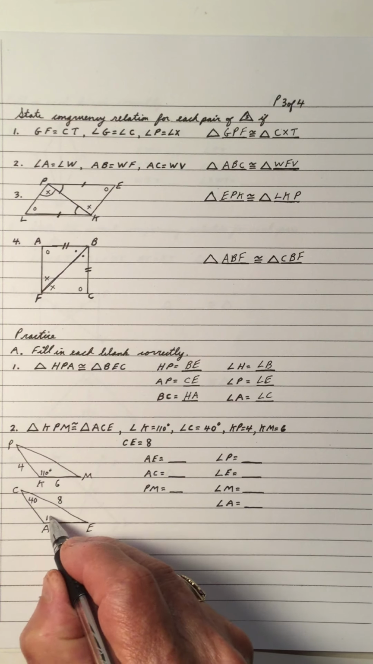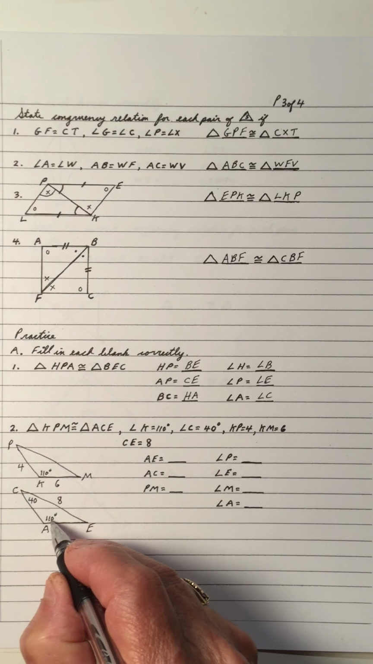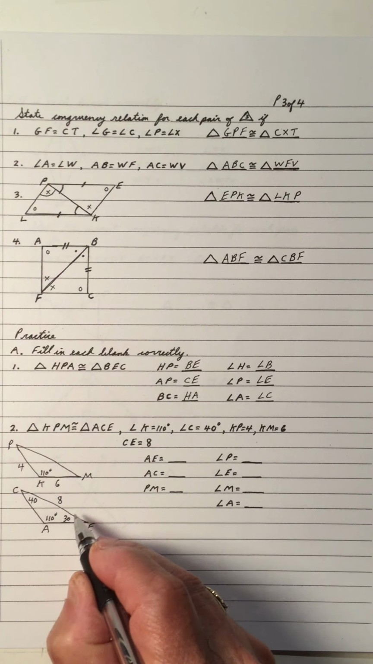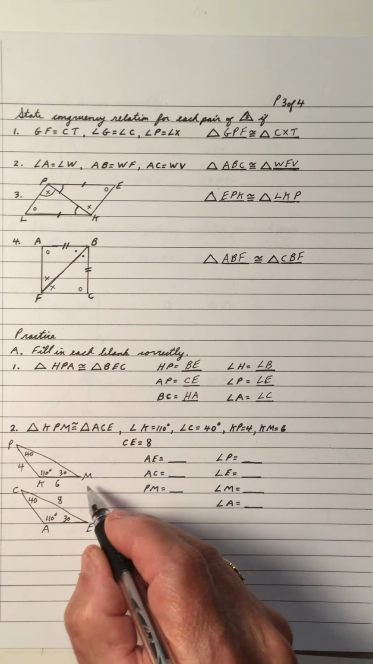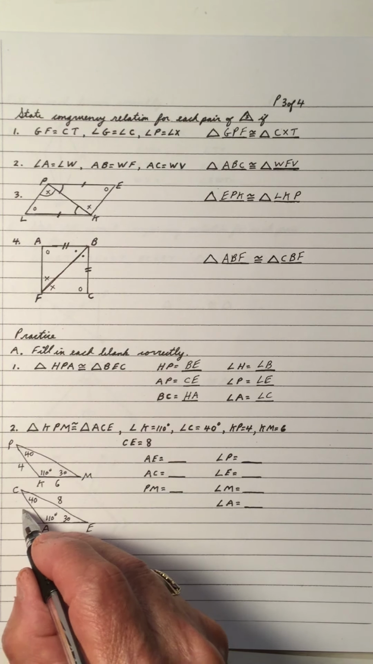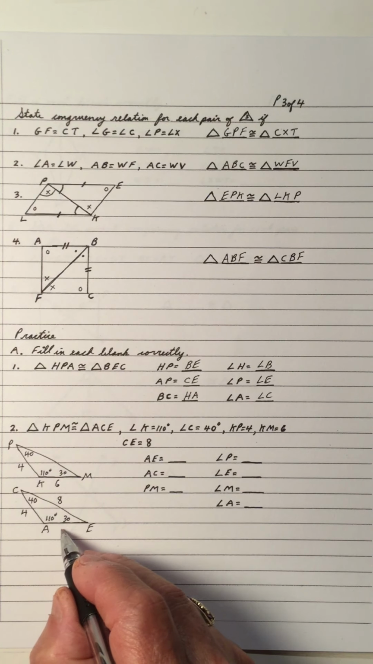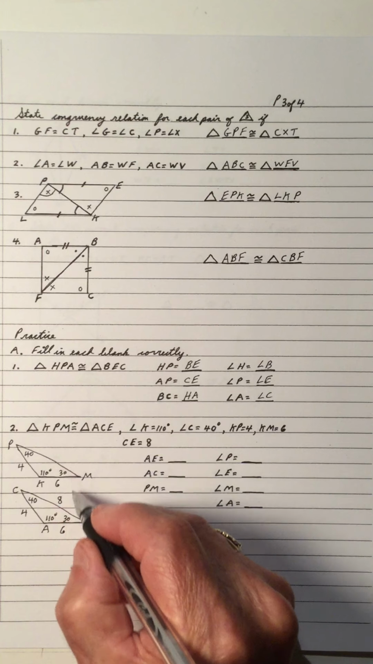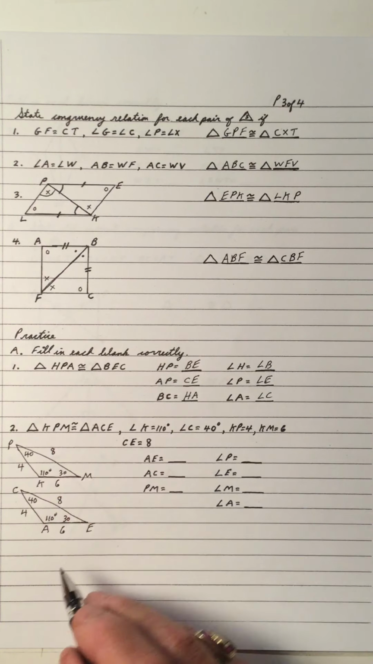So that means that this angle is 110 plus 40 is 150, so that's a 30. So that's a 30, and that's a 40. PK is 4, so CA is 4. KM is 6, so AE is 6. And CE is 8, so PM is 8.